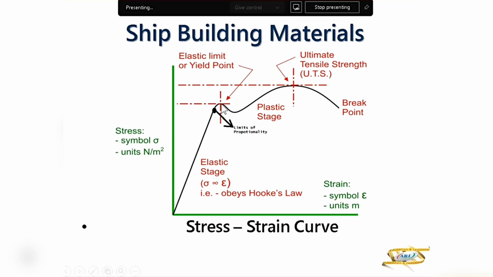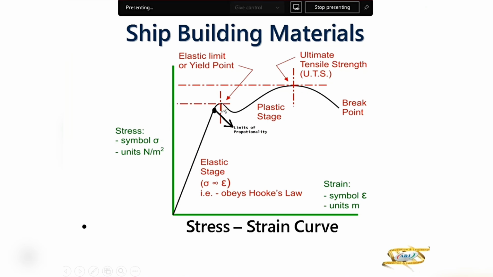After that, till this point where your yield point or elastic limit is there, here it is still in the elastic phase, meaning if you remove the load, it will come back to the original shape. But from the limit of proportionality to the yield point or elastic limit, the stress will not be directly proportional to strain. So in the elastic phase, you have both Hooke's law and not Hooke's law. It is following Hooke's law till the limit of proportionality. After that, the stress is not proportional to strain, but if you remove the load in this phase, it will come back to the original position.